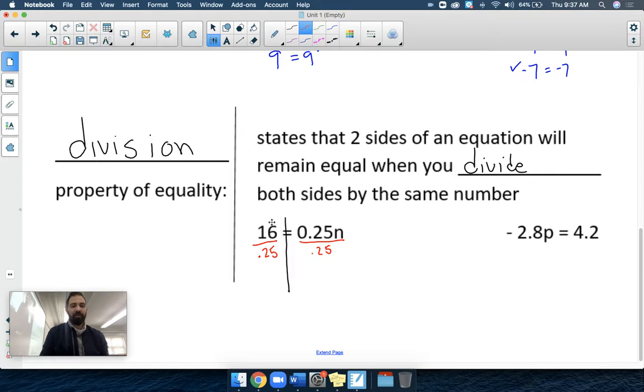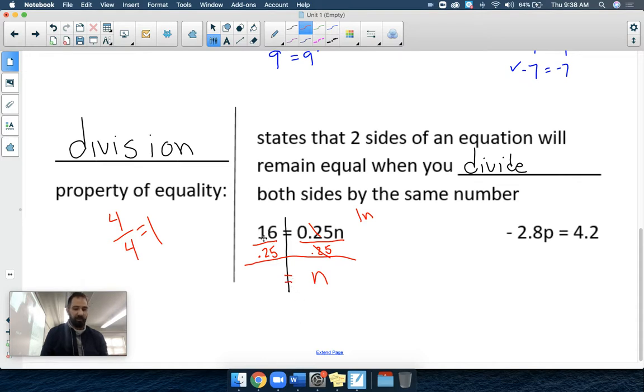If you don't know, anytime we divide a number by itself, 4 over 4 equals 1. Anytime you divide a number by itself, it just equals 1. So 0.25 divided by 0.25 is going to cancel out. It's going to equal 1. That would be 1n, but we don't have to write the 1. It's invisible. So in this case that's just going to equal n. And now the variable is by itself.